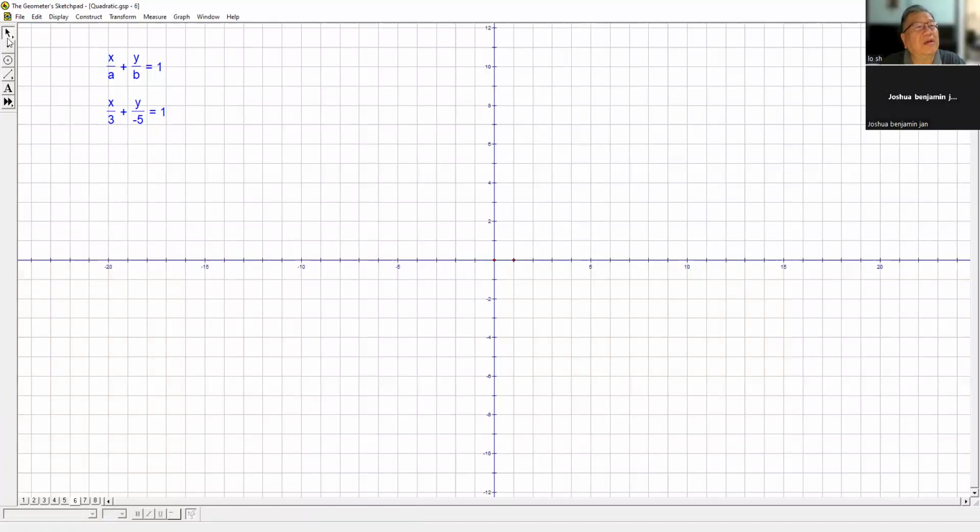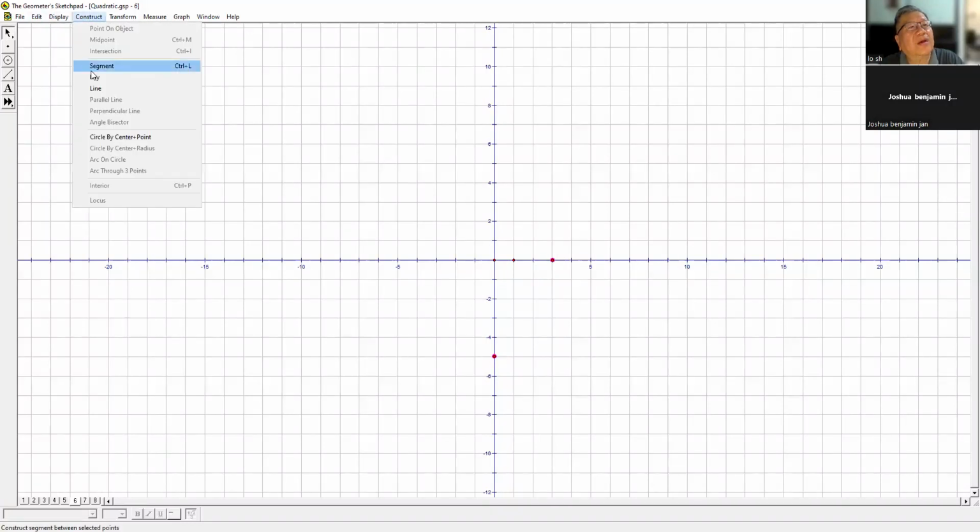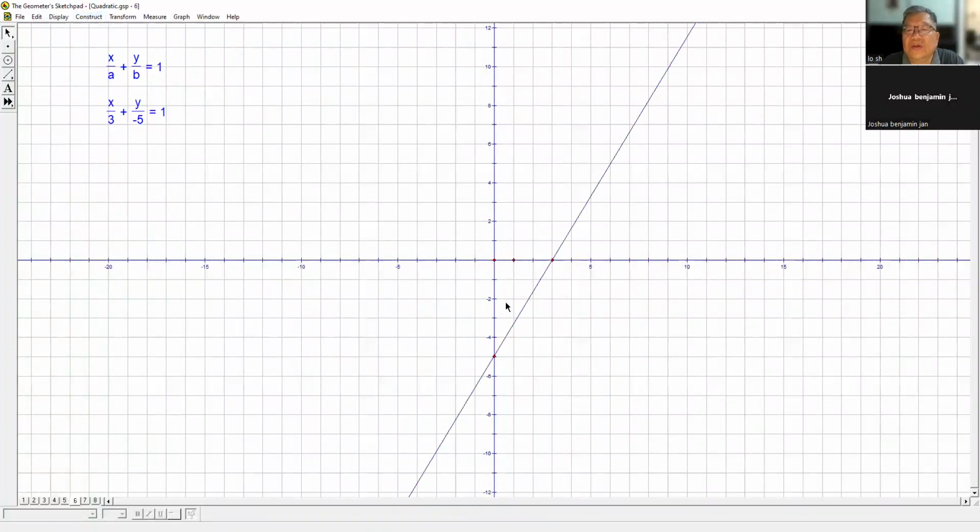Okay, so what you can do is, you see that x over 3, that means the x-intercept is 3. So on the x-axis, 1, 2, 3, I put one dot here. Then the y-intercept is negative 5. So I count 1, 2, 3, 4, 5 and put one dot here, negative 5. Then I take these two points, y equals negative 5 and x equals positive 3, and draw a straight line across. This line represents this equation.